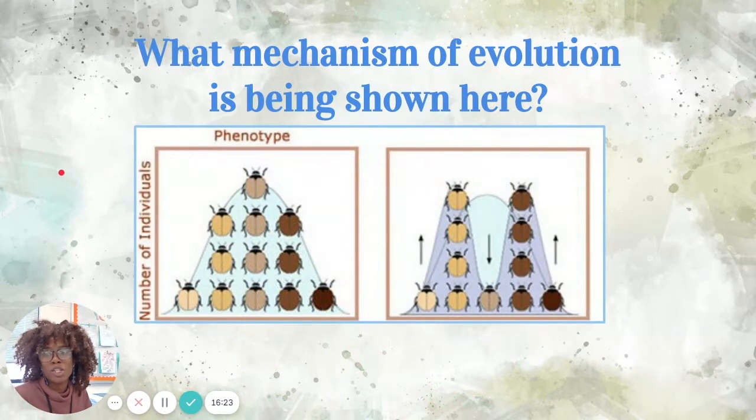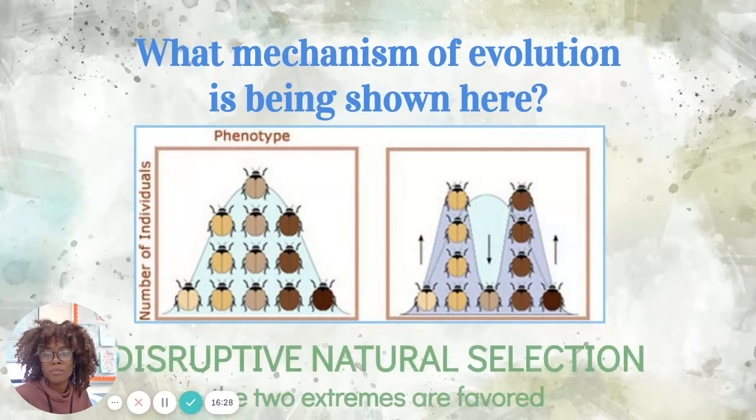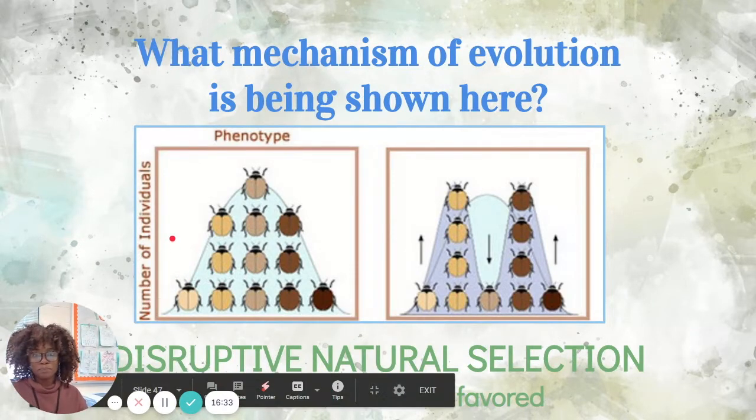What mechanism of evolution is being shown in this example? It's going to be disruptive natural selection. Exactly. Because we have a normal population, a normal curve, the Gaussian curve, in which there are light organisms, a normal mid-ranged organism, and then the other extreme, the darker ones. And this is disruptive selection in which this middle population is drastically reduced because these other ones are being more favored.